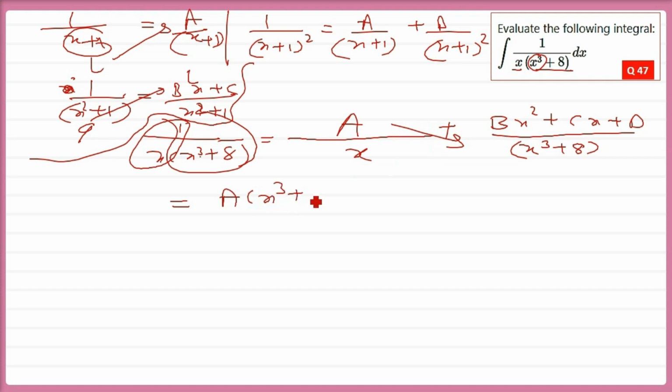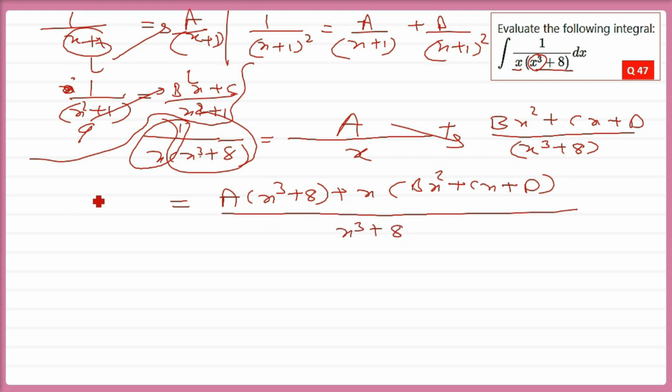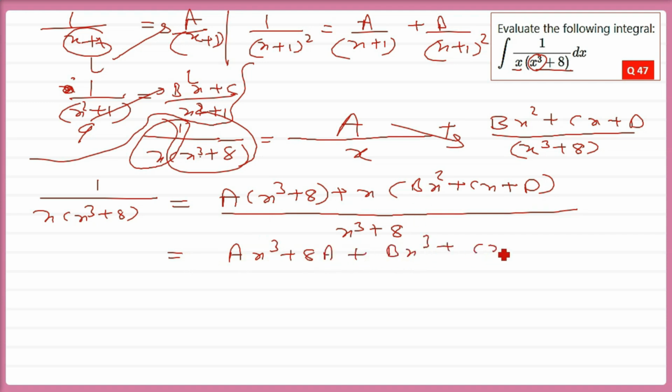Alright, now you already know how to go about it. Cross multiply, take the LCM of these two terms. A into (x cube plus 8) plus x into (Bx square plus Cx plus D). In the denominator you can have x into (x cube plus 8). Now you can just cancel these two out in the denominator. So multiply the numerator first: Ax cube plus 8A plus Bx cube plus Cx square plus Dx. I'm not writing x into (x cube plus 8) in the denominator just now. I'm just showing you that I'm combining these terms in order to get similar terms which can be equated to the left side.